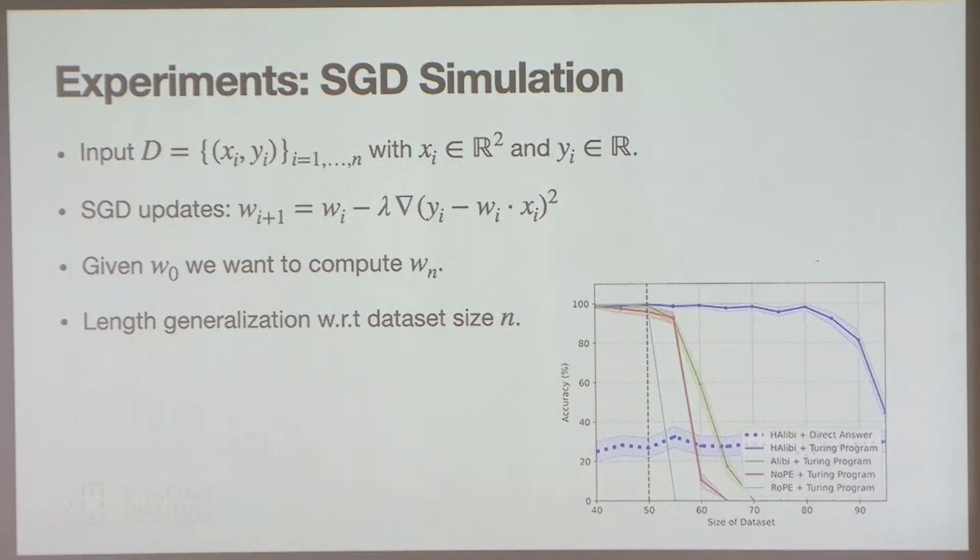This somehow resembles in context linear regression that people have studied in the past. But here we're, again, writing down the states of the Turing machine that would execute this linear regression simulation. And again, we can see that if we train up to size 50 data sets, we can extrapolate to much longer data set sizes.